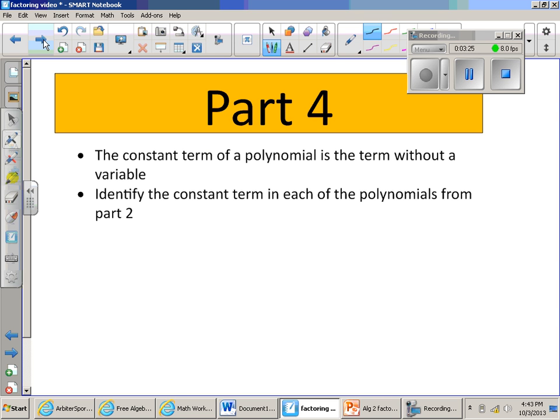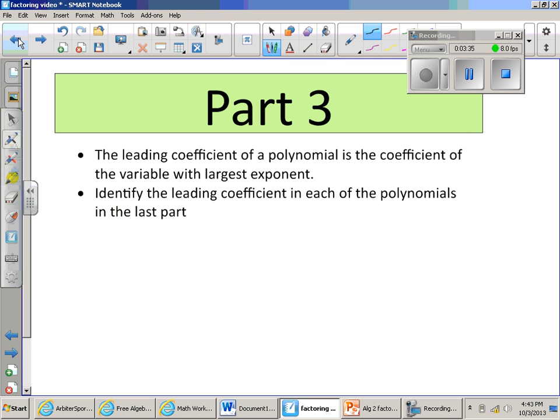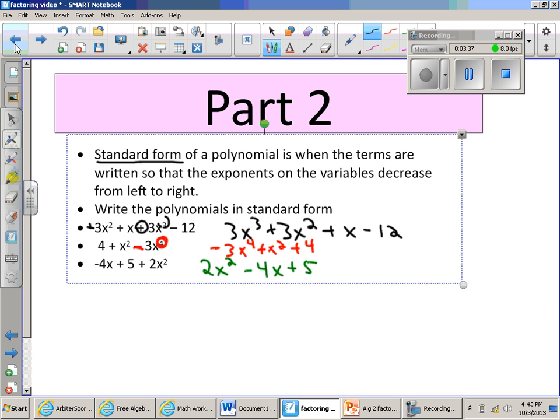Alright, part 4, let's look at the constant term of a polynomial. It's the term without the variable. So let's go back to part 2. My constant term in the first problem is negative 12. Constant term in the second problem, positive 4. Third problem, positive 5.